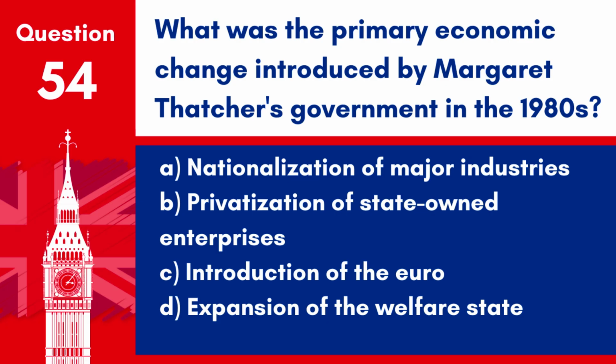Question 54. What was the primary economic change introduced by Margaret Thatcher's government in the 1980s? A. Nationalisation of major industries. B. Privatization of state-owned enterprises. C. Introduction of the euro. D. Expansion of the welfare state.